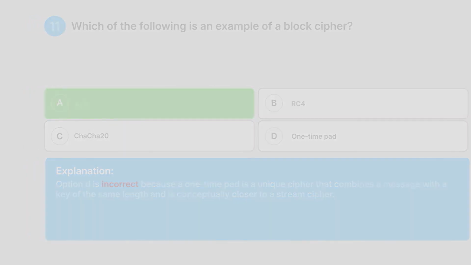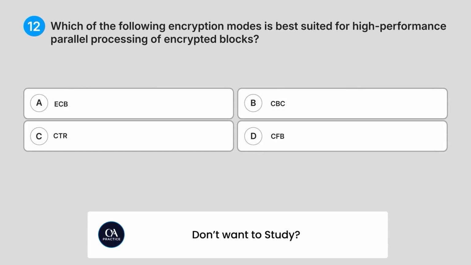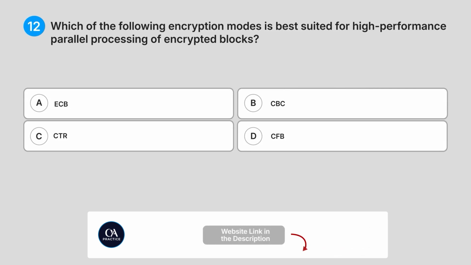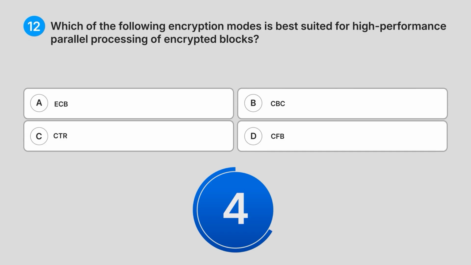12. Which of the following encryption modes is best suited for high-performance parallel processing of encrypted blocks? A. ECB, B. CBC, C. CTR, D. CFB. Can you guess the answer?